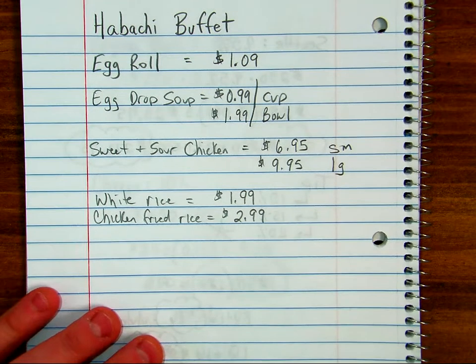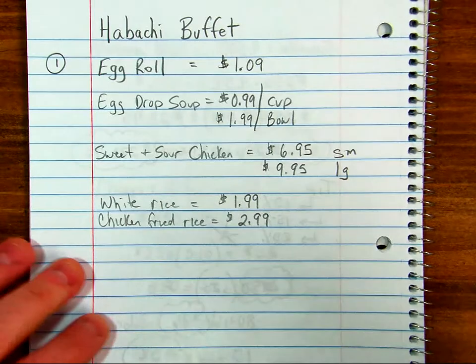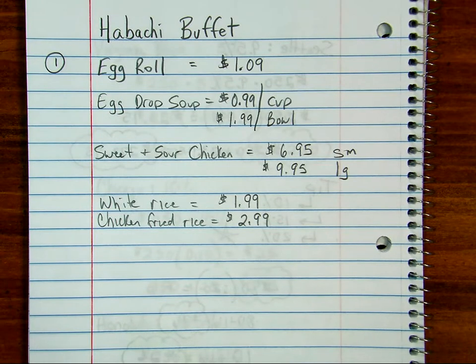Harris, how many egg rolls do you want to buy? Just one egg roll. All right. Oh, they're delicious. Ian, do you want to get a cup of egg drop soup, or do you want to buy a bowl? A cup. How many do you want to buy? 3. So we're going to buy 3 of those.